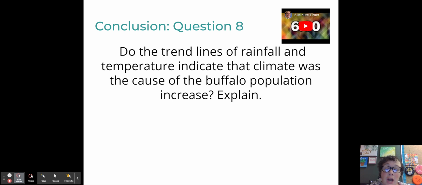We determined that it was not competition from other organisms in our reading. We also determined back in lesson 2 that the buffalo are eating different vegetation or different species, and so they're not in direct competition with a lot of animals for that food resource. So as we move on into lesson 4, we're going to look at another factor.